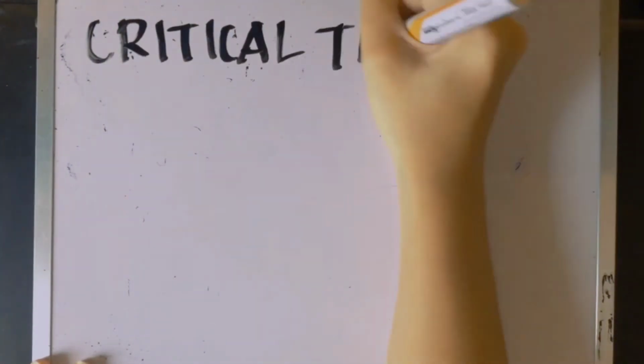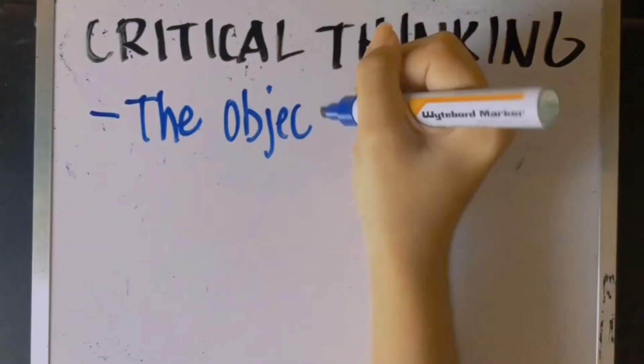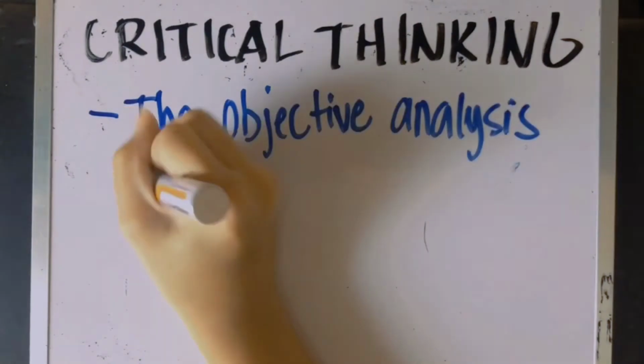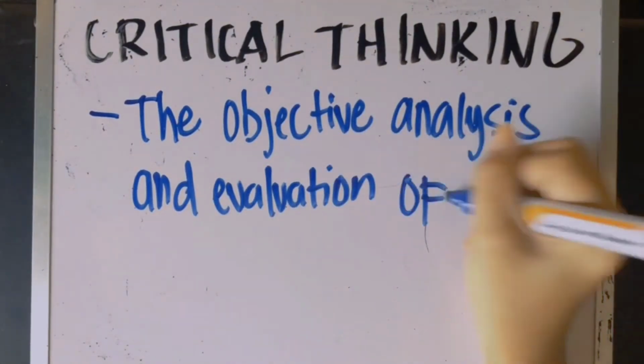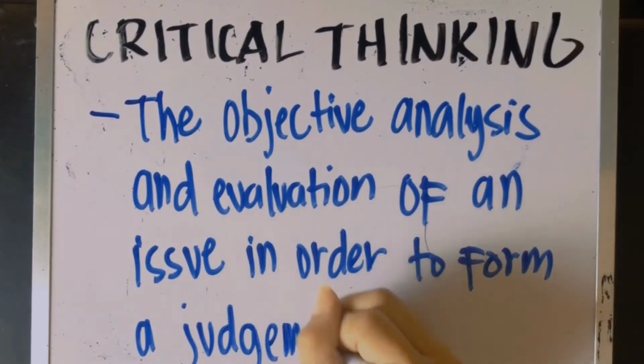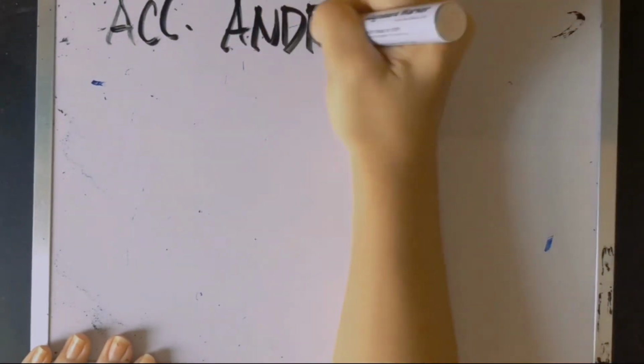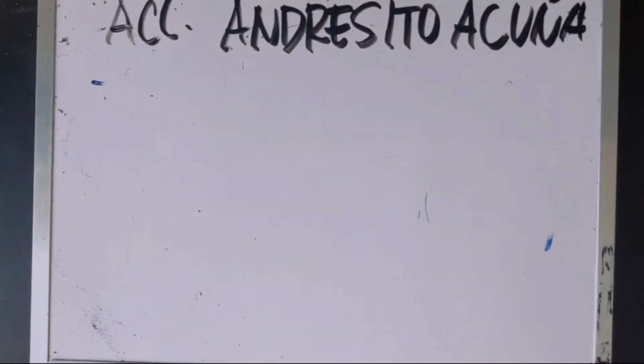So before we start, let's first define what critical thinking is, in order for us to get a glimpse of our role as critical thinkers. The dictionary tells us that critical thinking is the objective analysis and evaluation of an issue in order to form a judgment. It simply means that before we come up with a judgment or conclusion, we must first critique an idea or information by applying high levels of thinking such as analysis, synthesis, and evaluation.